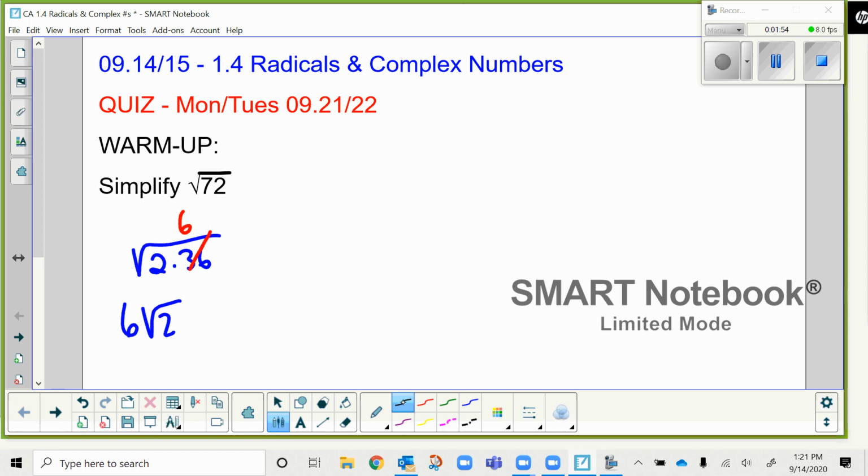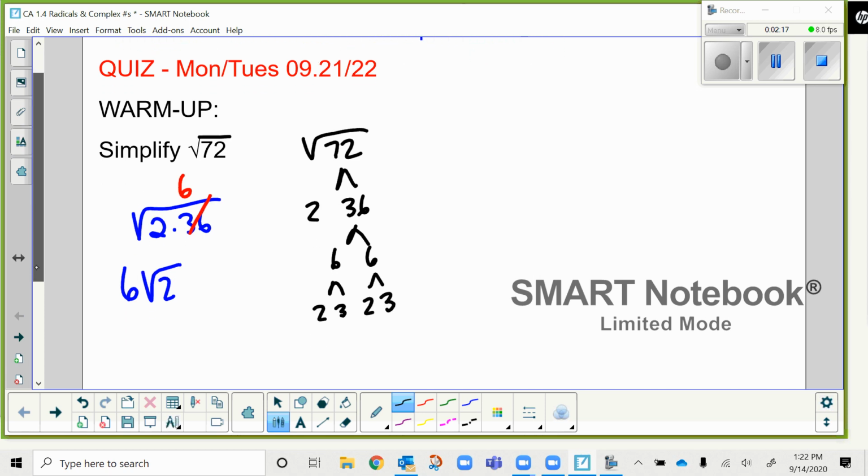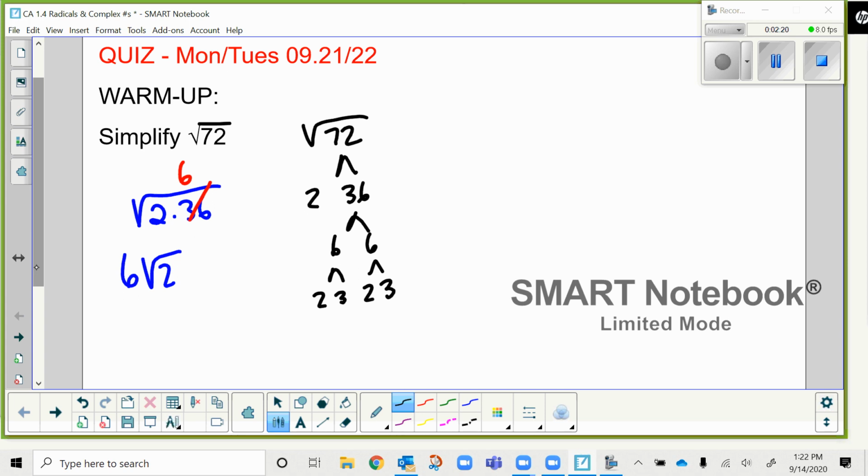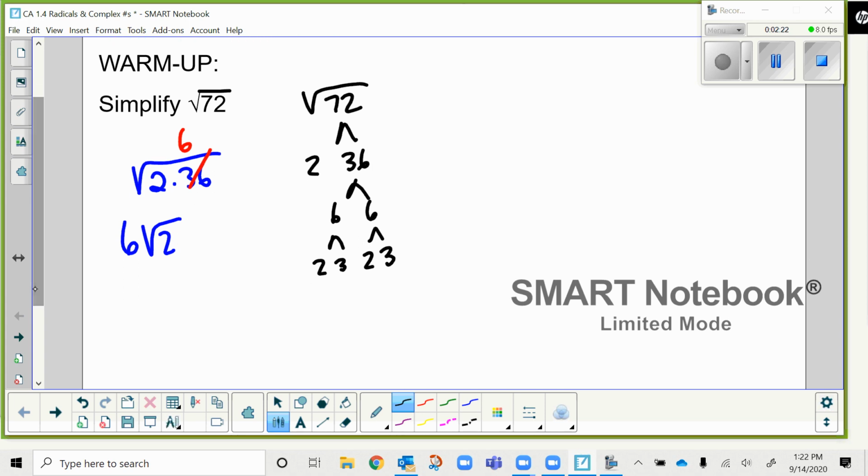Sometimes, though, people don't recognize the perfect squares that easily. So then we just do factor trees for the number. And a factor tree would look like this. 2 goes into 72 36 times. 36 is 6 times 6. The 6's are 2 and 3, each of those. And then what I recommend you do after you've factored it is put everything under the radical.